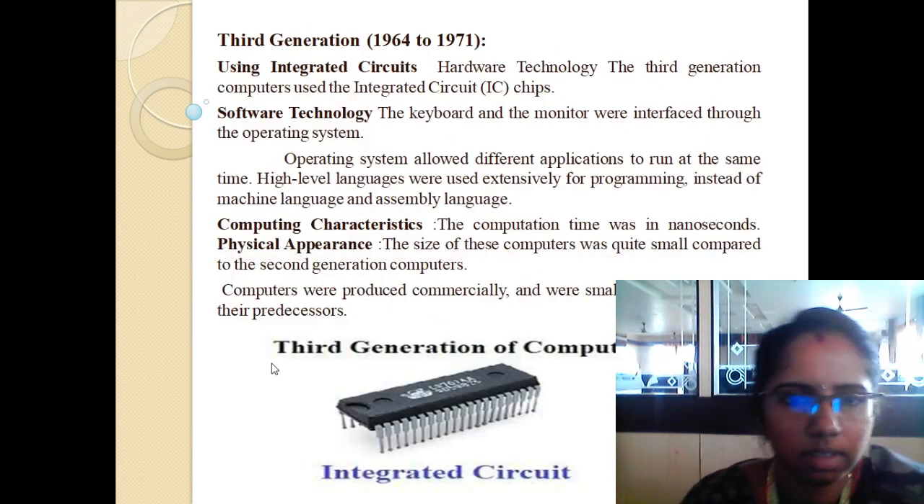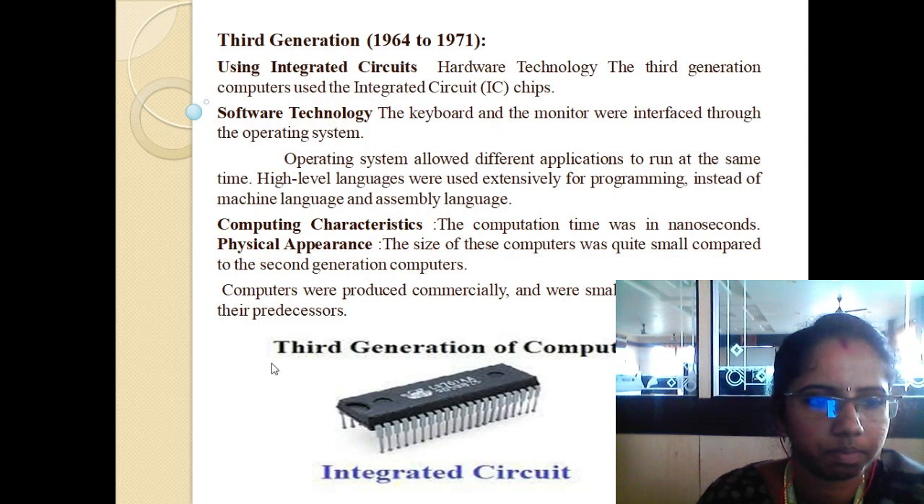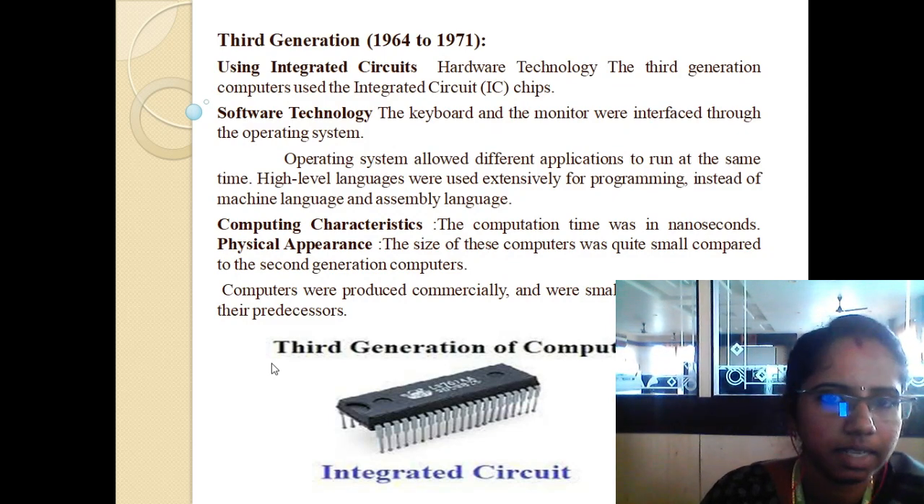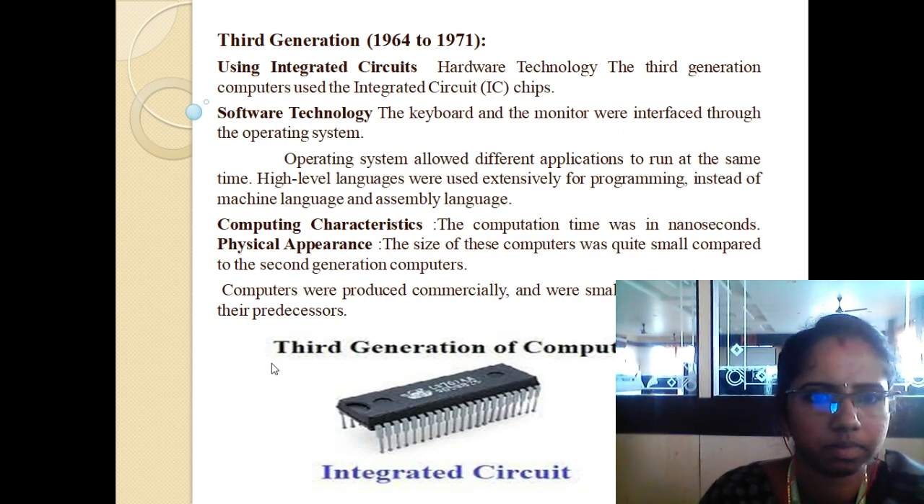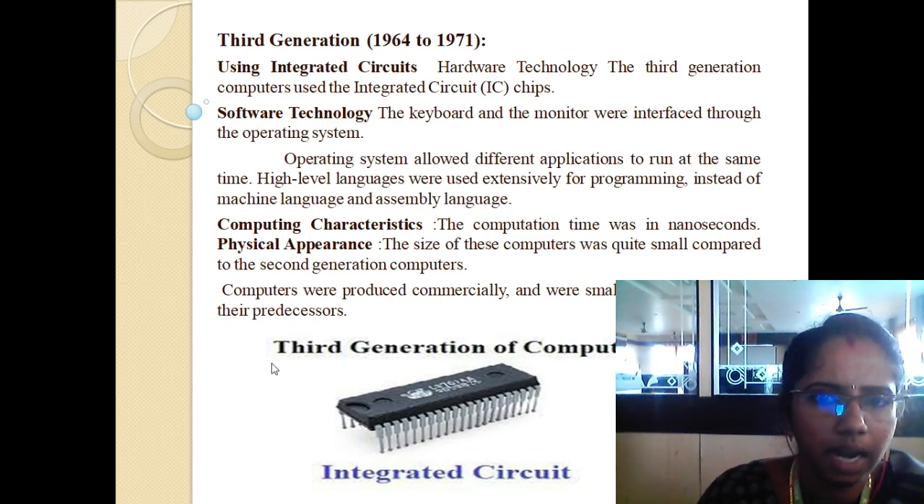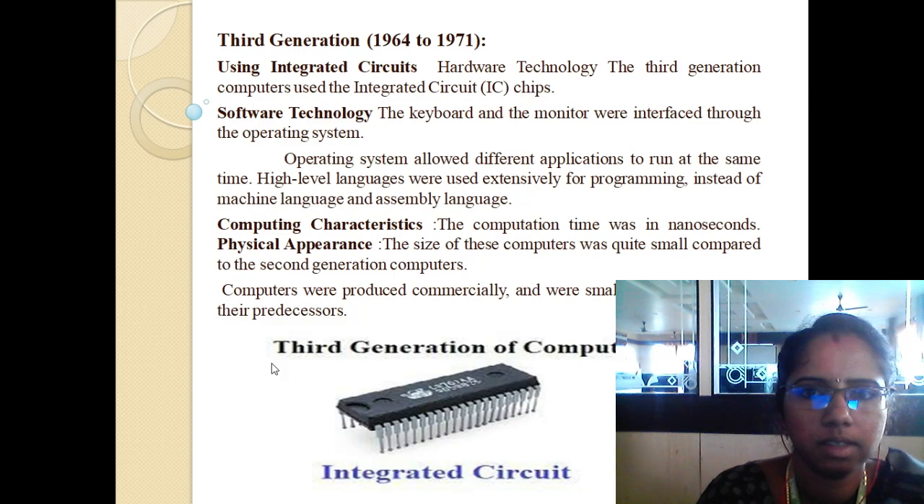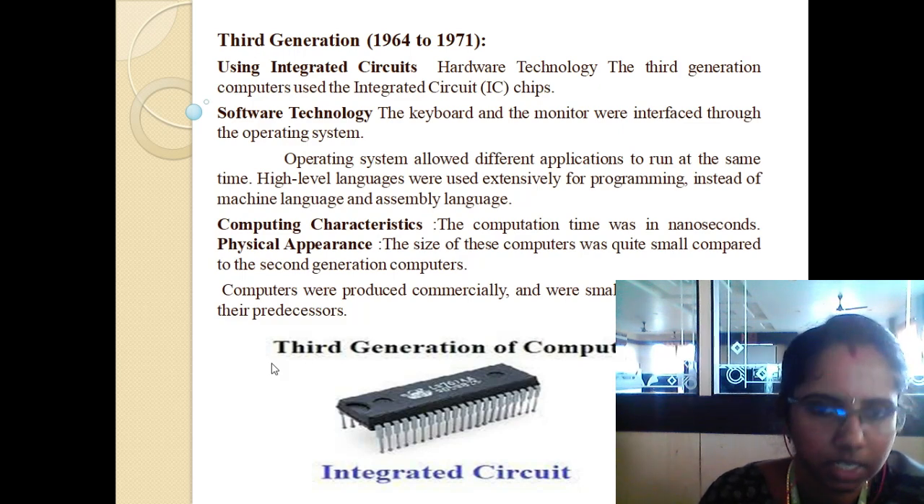So we go for third generation computers. Third generation computers started in the years 1964 to 1971. Here, integrated circuits (ICs) are used in this generation. Hardware technology: the third generation computers used integrated circuit chips. Software technology: the keyboard and the monitor were interfaced through the operating system.